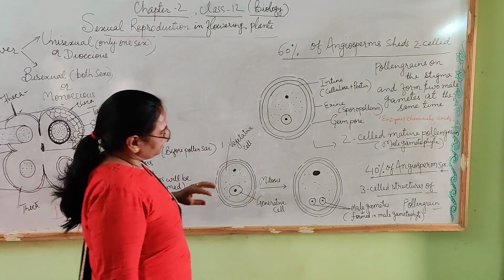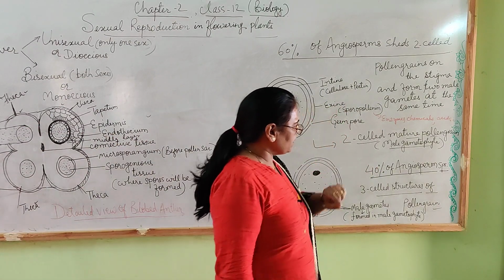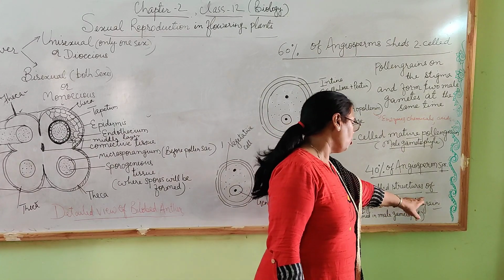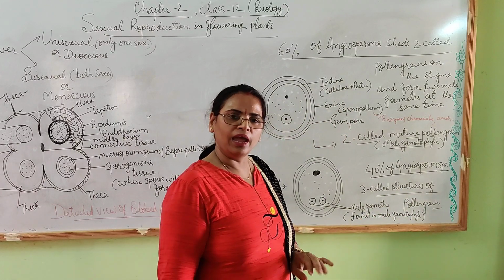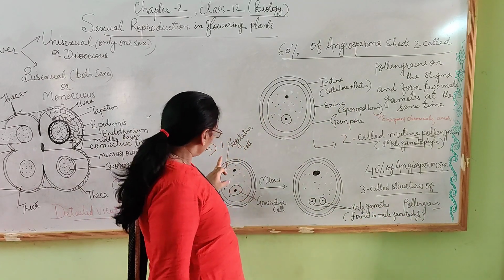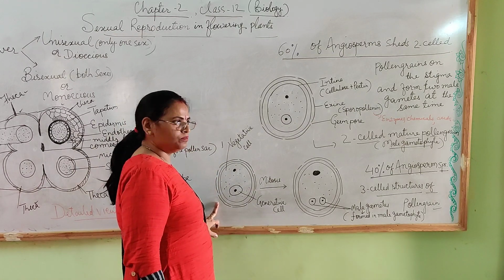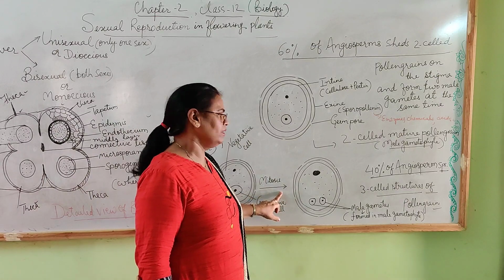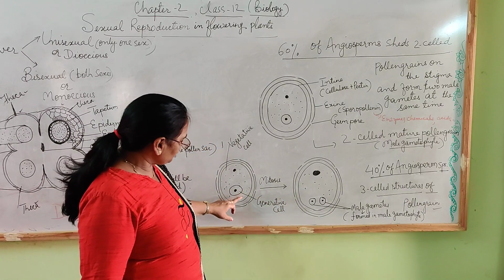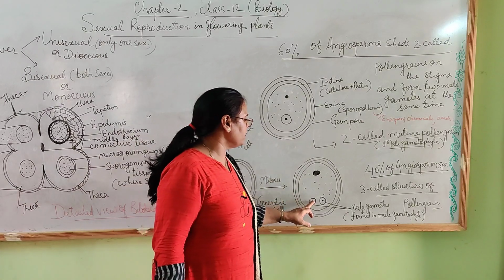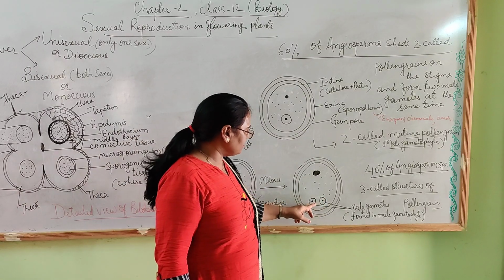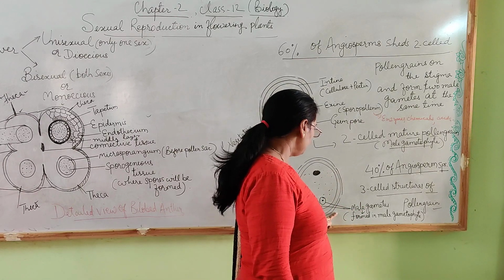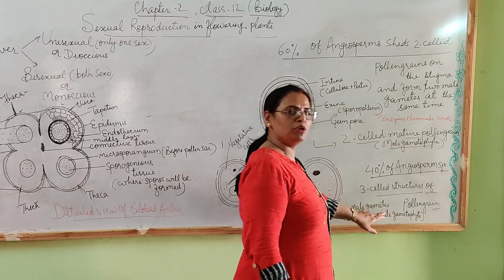And in the remaining 40% of angiospermic species, a three-cell pollen grain is formed. At this stage, this is the mature pollen, and again mitosis will take place, and this generative cell will further divide into two cells, and these two cells are male gametes, and male gametes are formed in the male gametophyte.